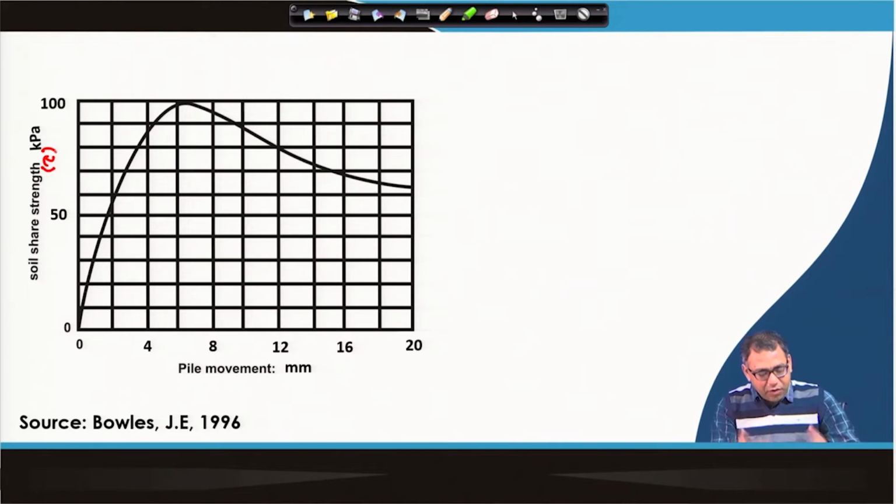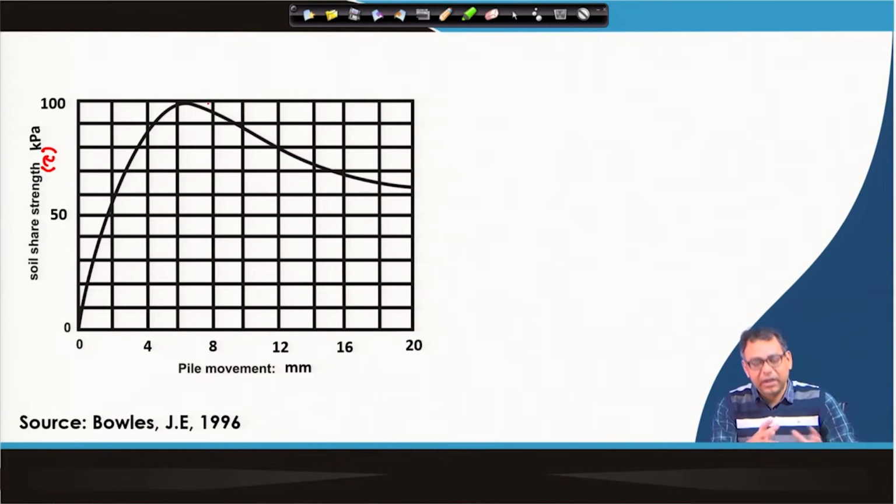For 4 millimeter movement of the pile, we will get a shear resistance of around 80 or 90 kPa, going 50, 60, 70, 80, 90 kPa. Or for around 6 millimeter of movement, we will get a shear resistance of 100 kPa. So this type of chart we should know and we should have. If you do not have any curve of this type, we can use this curve, but it is better that you have your own curve.